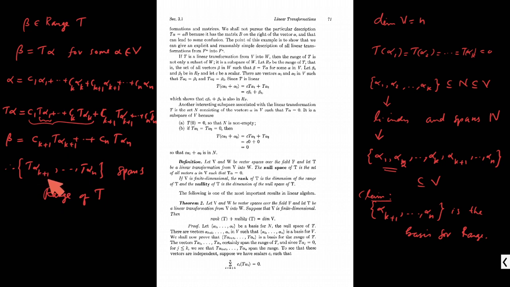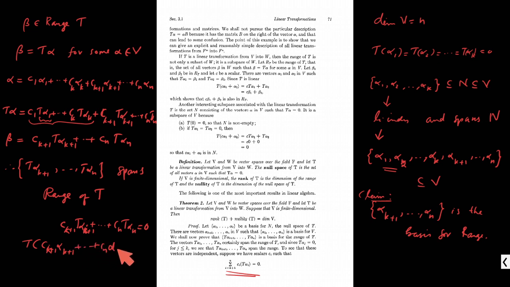Now we will prove that the vectors T alpha k plus 1, ..., T alpha n are linearly independent. To prove this, we consider the linear combination sigma i equals k plus 1 to n of ci T alpha i equal to 0, and consequently we will prove that the ci's are 0. So first you assume the linear combination ck plus 1 T alpha k plus 1 plus etc. plus cn T alpha n equal to 0. Then if this is 0, we can say that T of ck plus 1 alpha k plus 1 plus etc.